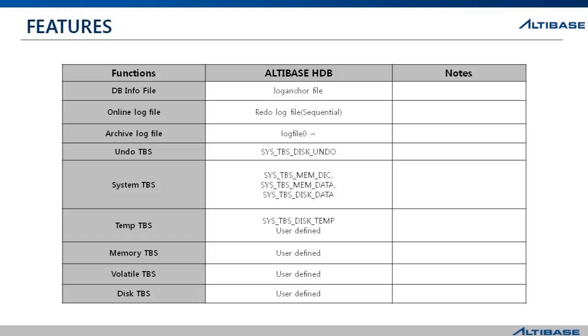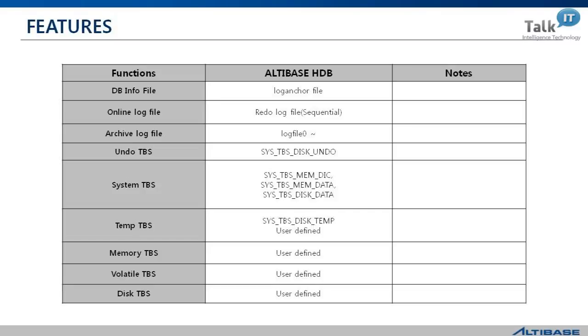Okay. The temporary table space, this table space can be created by user, and it is also created by the system as well. The temporary table space contains information about temporary tables and indexes which are created when queries are processed. The memory table space. When you create memory tables, they are stored in a memory table space. This table space can be defined by user as well.